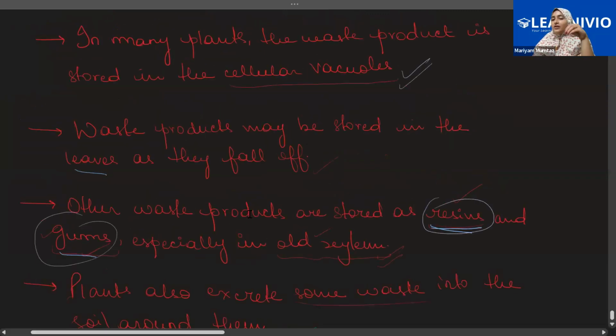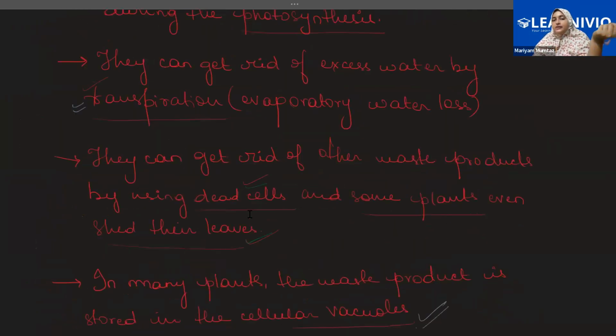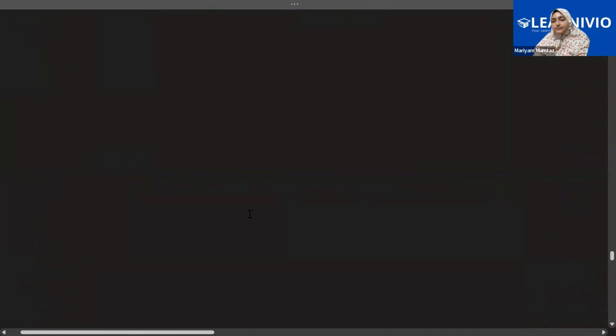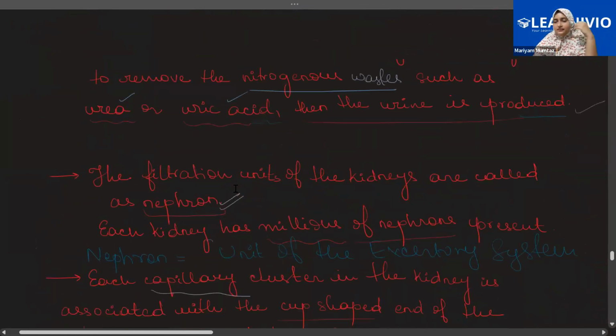Okay, now life processes is completed. I have taught this chapter to you. Now we have done the revision also. Now tell me, students, if you have any doubts, anything you want to ask, chapter wise.